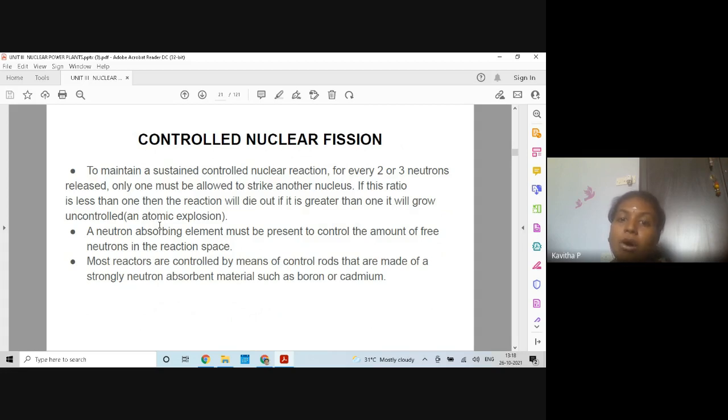But if we absorb all the neutrons, the fission process will come to an end. No further fission will take place, and we will not have enough heat energy in the nuclear reactor. That should not take place in the reactor, because it has to be a continuous process to convert water into steam, which will drive the turbines, which are connected to a generator to produce electricity. So for continuous supply, the fission process should also be continuous.